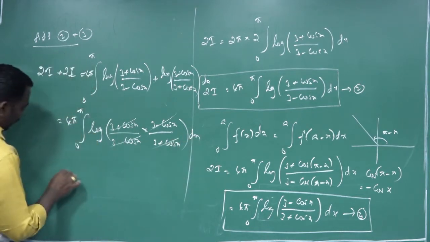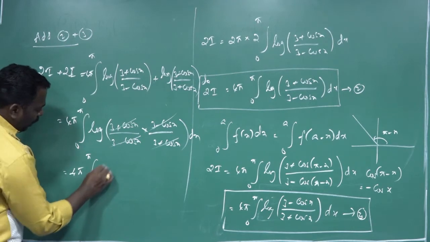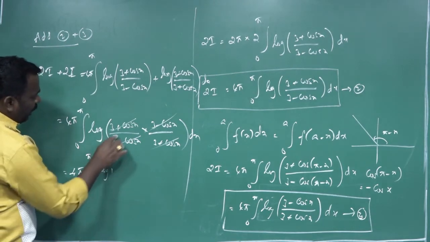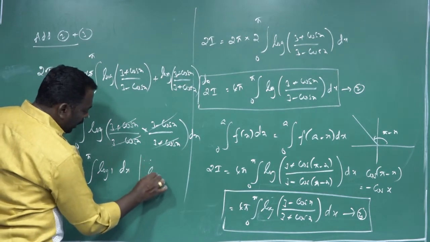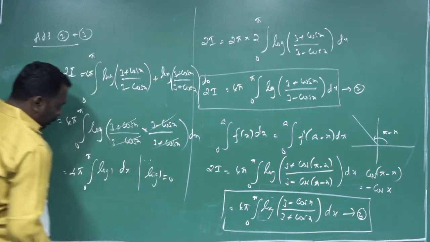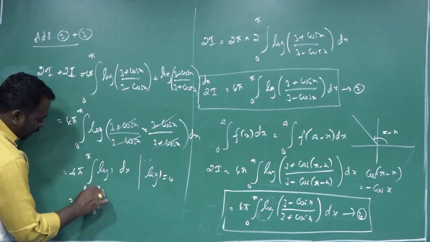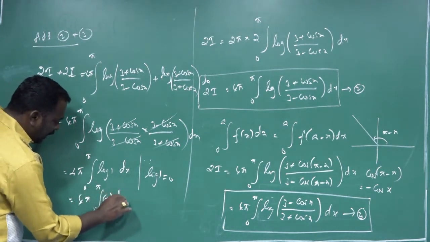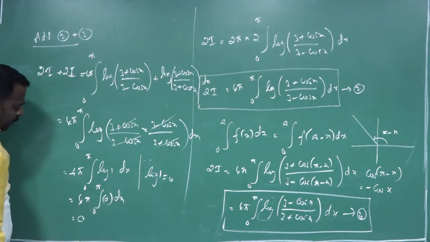dx remaining, that is equal to 4 pi integral 0 to pi log of what remains, 1, into dx. We know log 1 equals 0, so that equals 4 pi into integral 0 to pi of 0 into dx. Because of 0, the total right-hand side is fully 0.